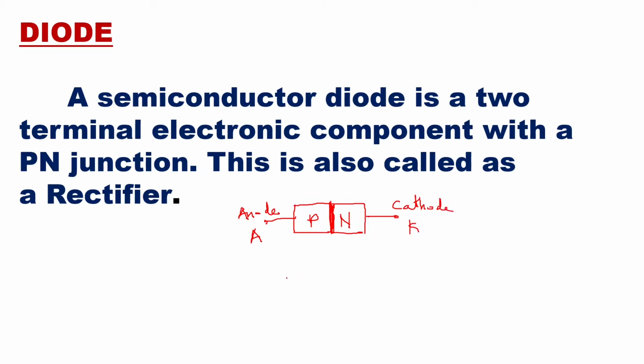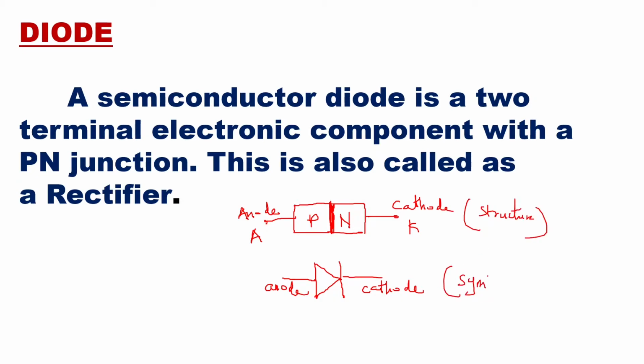And if you want to see, the symbol will look like this. You will be having an arrow mark and a bar. So this will be your anode, and this will be your cathode. This is how its structure is, and this is how the symbol is. The first one, whatever we have shown, is the structure, and the second is the symbol. So at present, you remember the symbol.